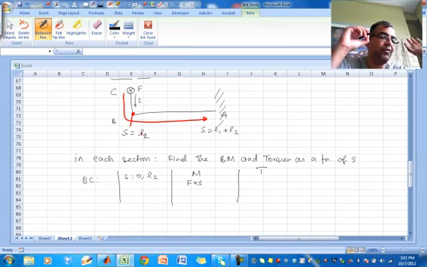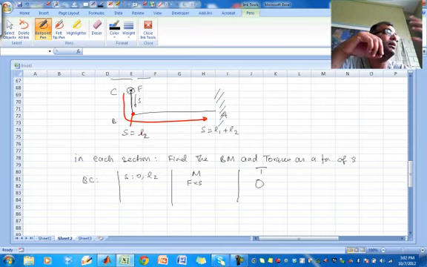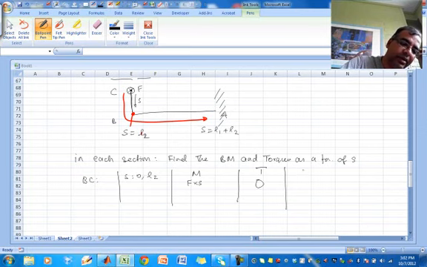So M is F times S. Torque is 0. Why is the torque 0? Because the force, there is no gap distance. Yes, the force is perpendicular to the shaft, but there is no gap distance, so the torque is 0. So I will also calculate dm df, which is just S. dt df is 0.